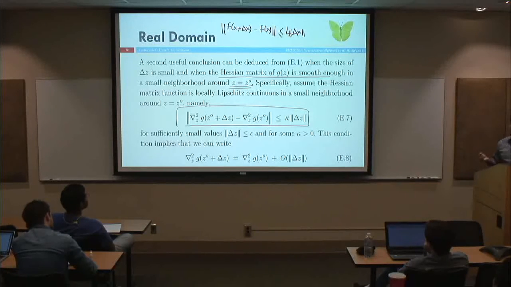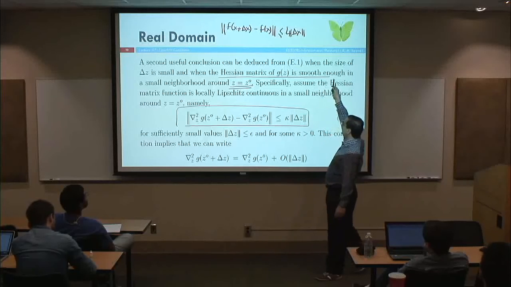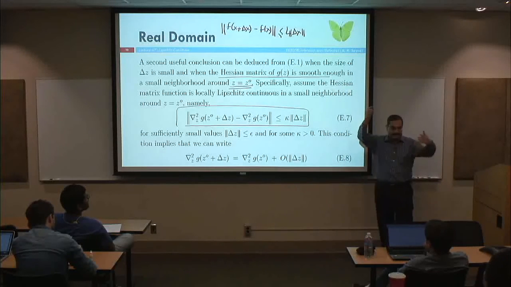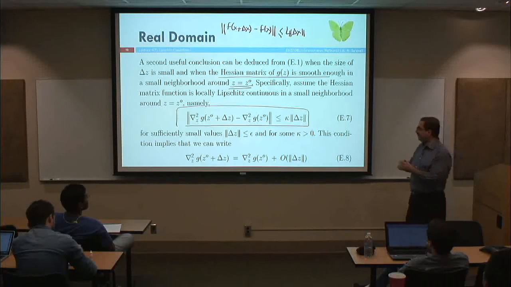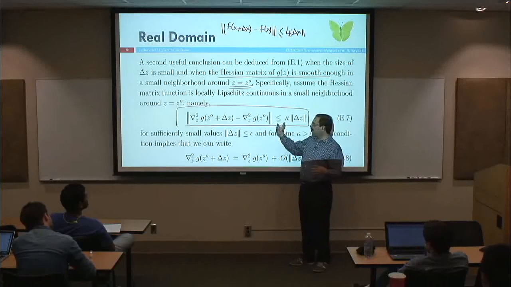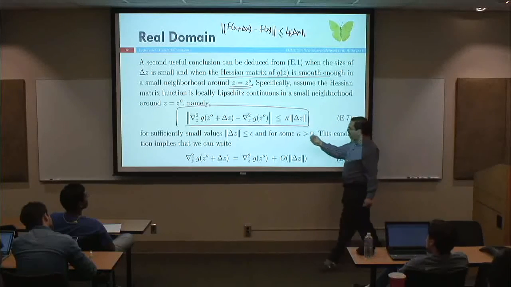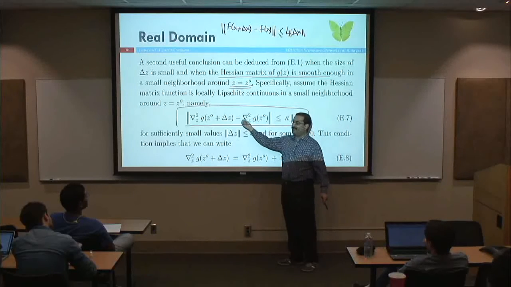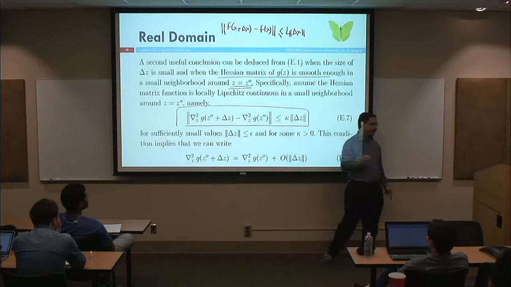That this holds for some constant L, for all x and delta x up there. That's the definition of what a Lipschitz function means. Here I'm saying that I want the Hessian matrix of the function to be Lipschitz. What this means is that the function is well behaved such that if I move a little bit away from the minimum, the Hessian changes only in proportion to this step. Okay, very good.